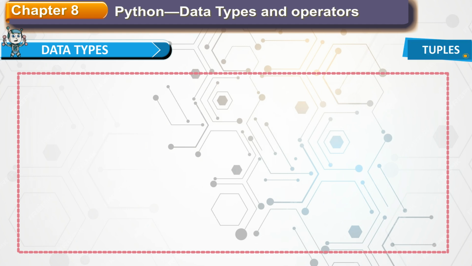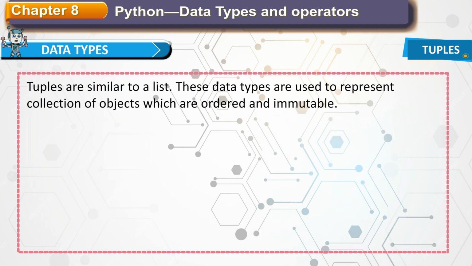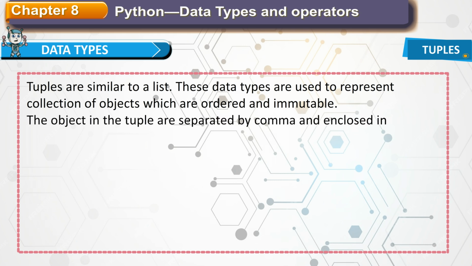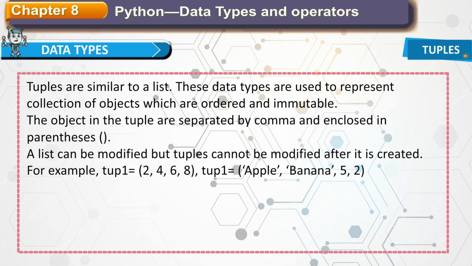Tuples. Tuples are similar to a list. These data types are used to represent a collection of objects which are ordered and immutable. The objects in the tuple are separated by commas and enclosed in parentheses. A list can be modified, but a tuple cannot be modified after it is created. For example, tup1 = (2, 4, 6, 8), tup2 = ('apple', 'banana', 5, 2).